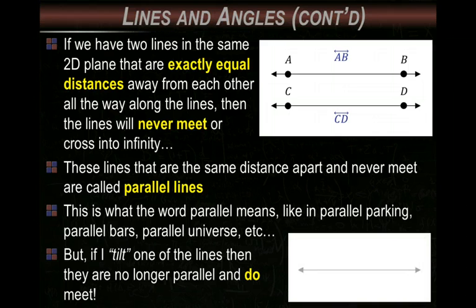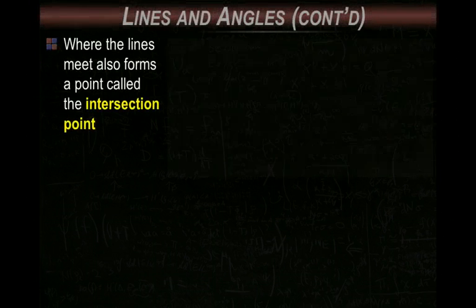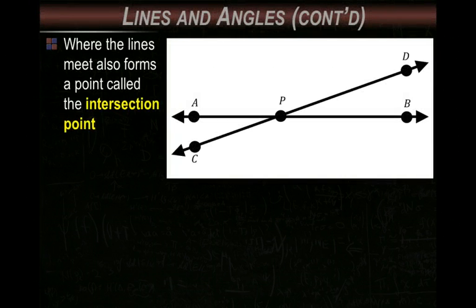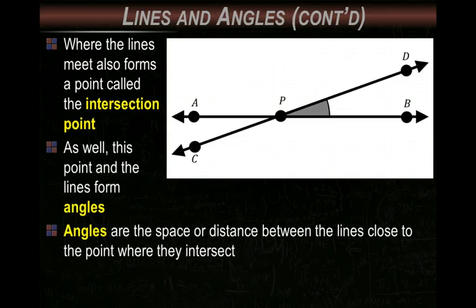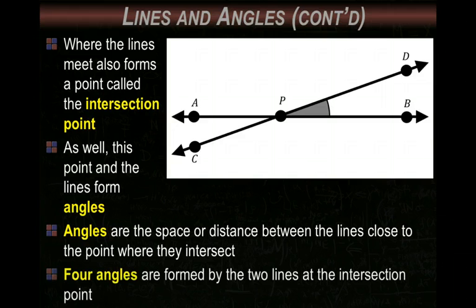Okay? However, if I tilt one of the lines, eventually there will be a point where those 2 lines meet. These are no longer parallel lines. They will eventually meet at some point. The spot where they meet is called the intersection point. So I'm going to mark it with a P. And at that intersection point, they form what's called an angle. The angle right here is the measurement that's the distance between the 2 lines at that particular spot. Okay? Angle is that distance between the lines at the point where they intersect.